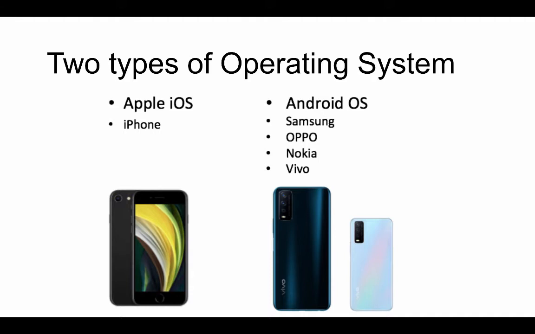Okay, so we're talking about two operating systems: Apple and Android. Android is the other operating system. It's owned by Google or run by Google, and most other phones use that. So 90% of phones are on the Android system. So they're either on Apple or Android operating system. So let's have a look at how it works.